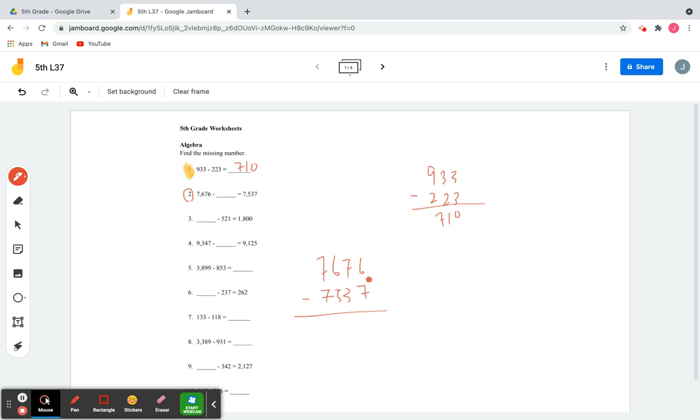So we have to subtract 7 from 6. So I'm going to make it 6 and then give 1 here. So it's going to be like 16. So 16 minus 7 is 9. So I'm going to write 9 here. And then 6 minus 3 is 3. 6 minus 5 is 1. And then 7 minus 7 is 0, so I'm not going to write it over there. So the final answer for number 2 is going to be 139.